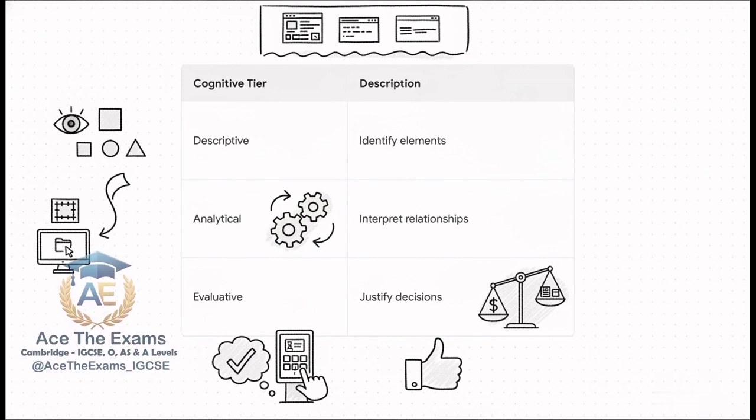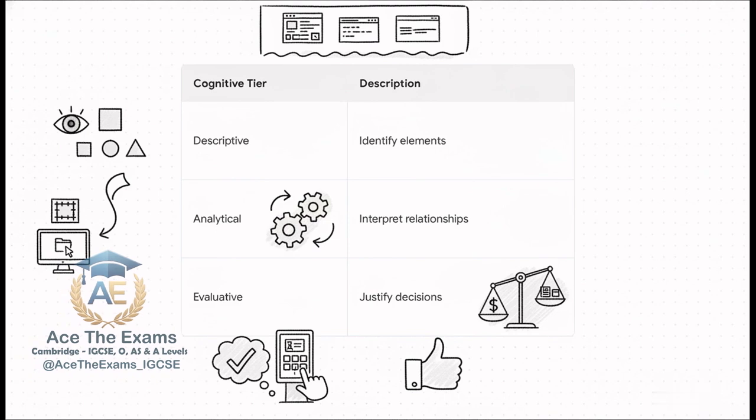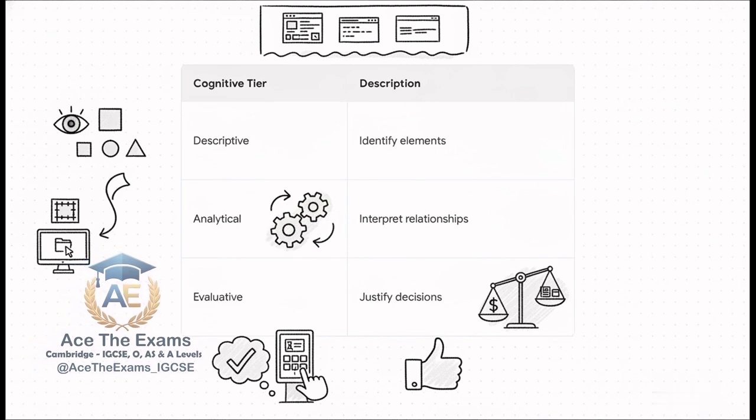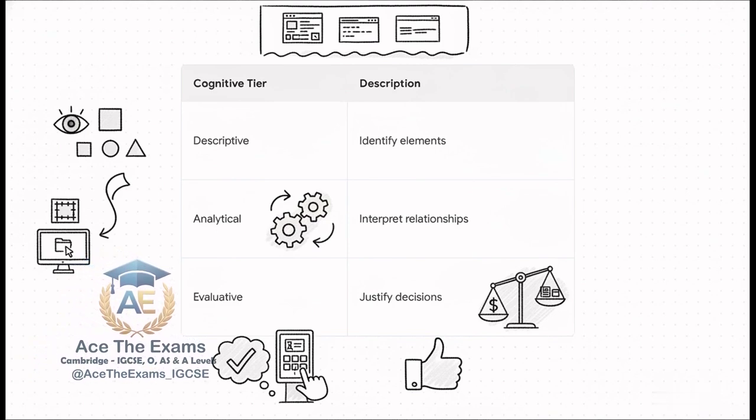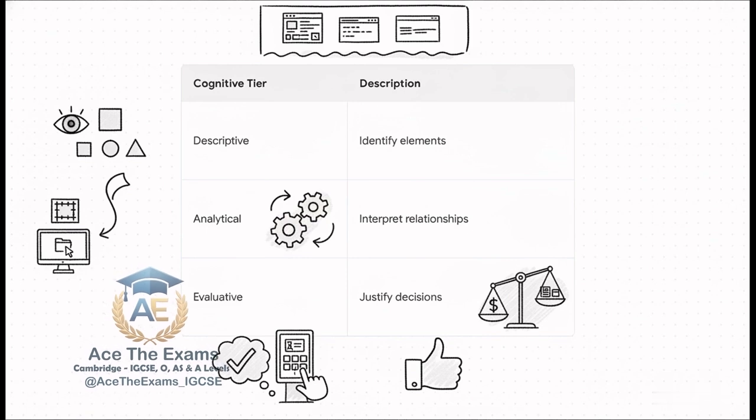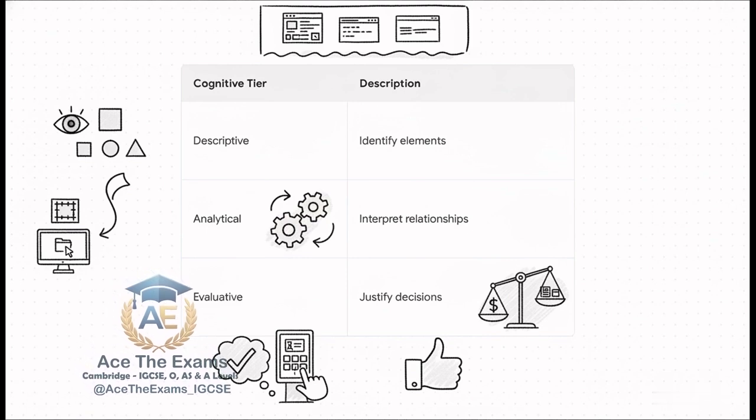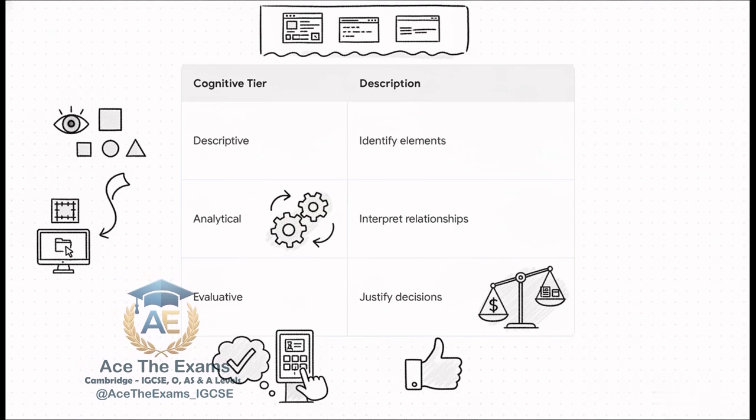At the basic descriptive level, you're just listing things. A GUI uses icons, a CLI uses text. That's bottom tier scoring. If we move up to analytical, you're extracting relationships. You might say, a GUI requires more system resources than a CLI because it has to constantly render graphics. That's better, for sure, but it's not perfect.